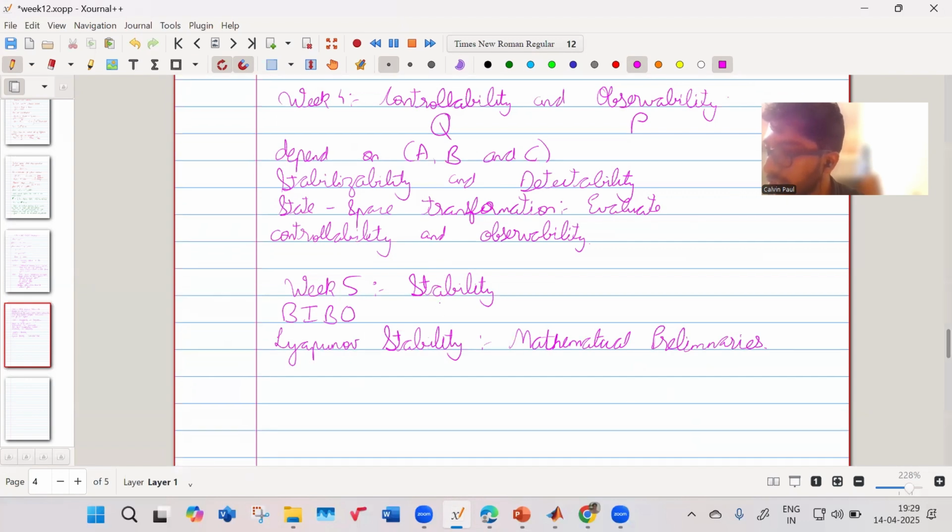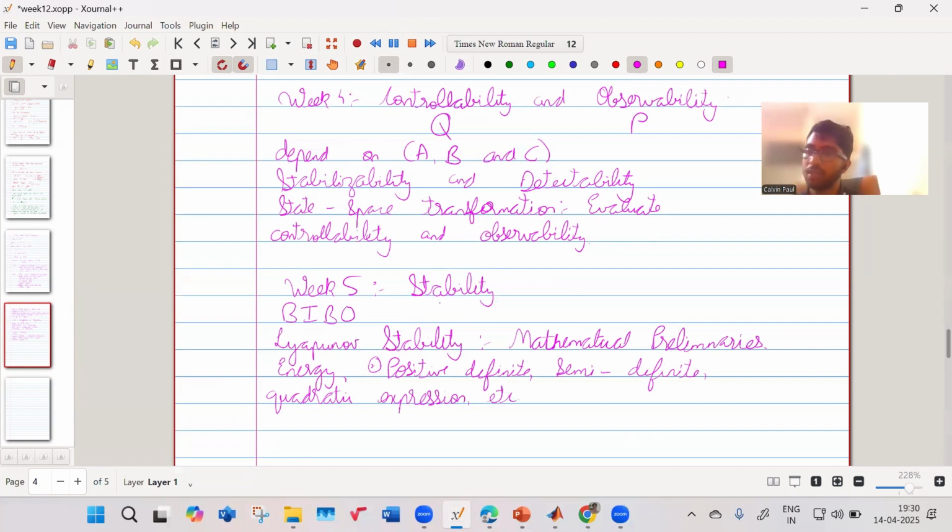Lagrange stability is related to the function of energy, and we need what is known as a quadratic expression. We need to know what a positive definite function is, and semi-definite. How do you decompose a quadratic expression, etc. So these are the mathematical rules.